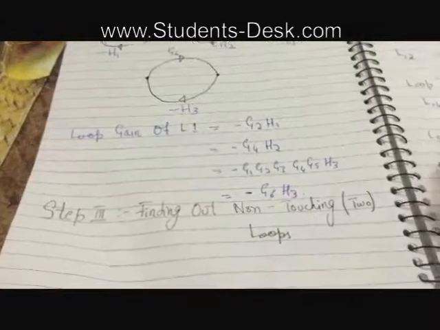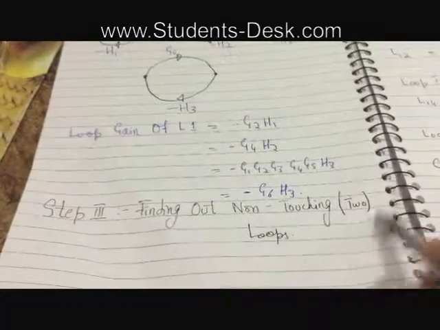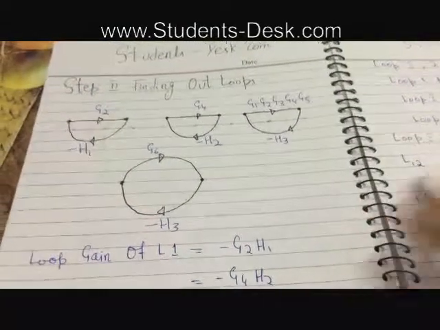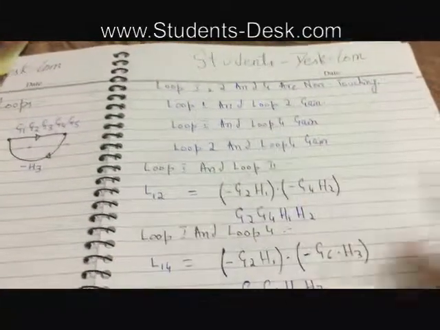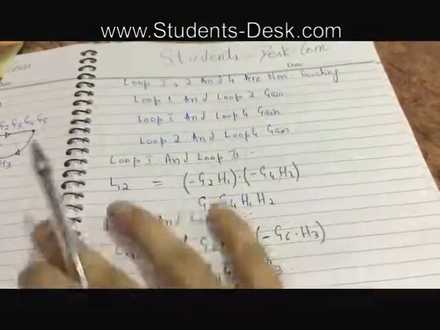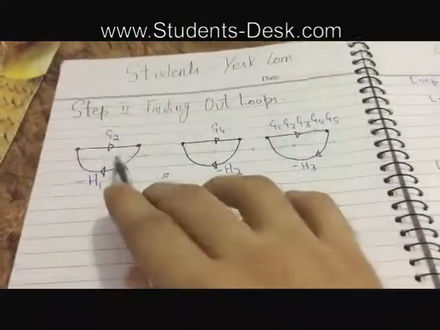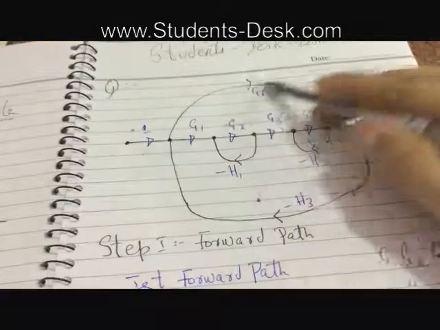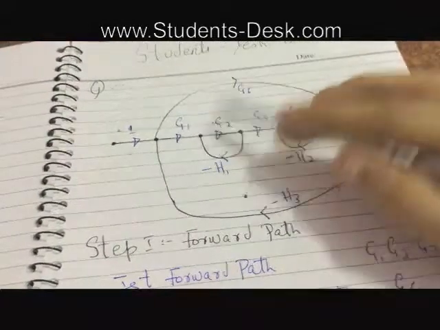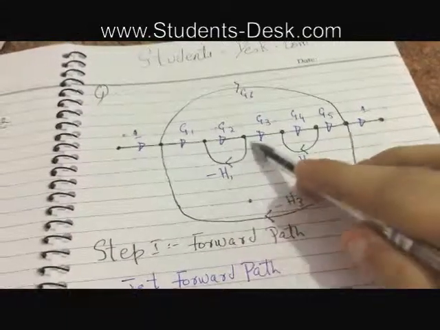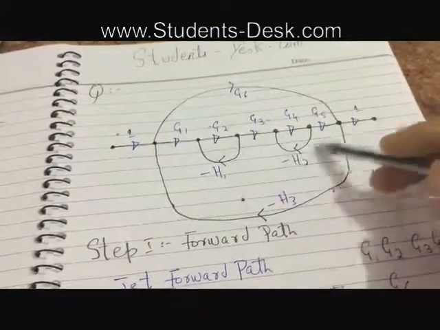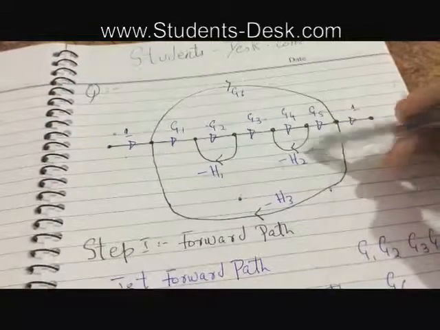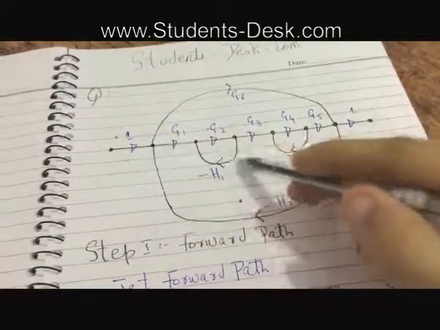Now step 3 is finding the two non-touching loops. We have a total of 4 loops, and loops 1, 2, and 4 are non-touching. Let's see why. This one is going directly over here and is not touching. Loop 1, which is this one, is not touching, and this one is also not touching, but this one is touching. So we will consider loop 1, loop 2, and loop 4, and we will not consider this loop because it is touching the other loops.